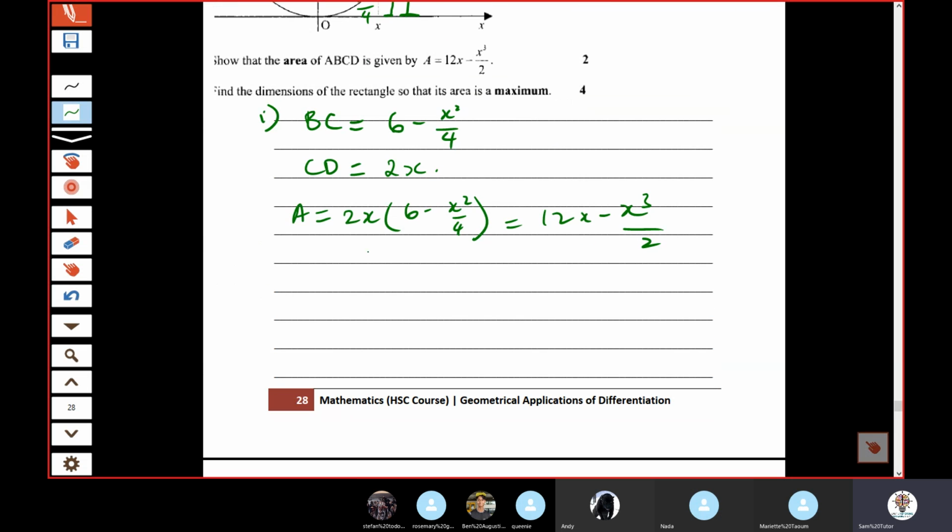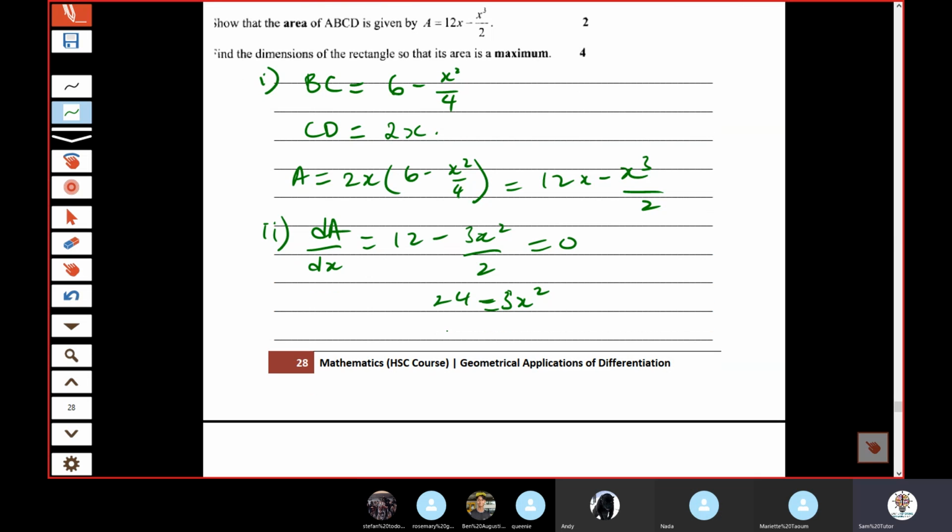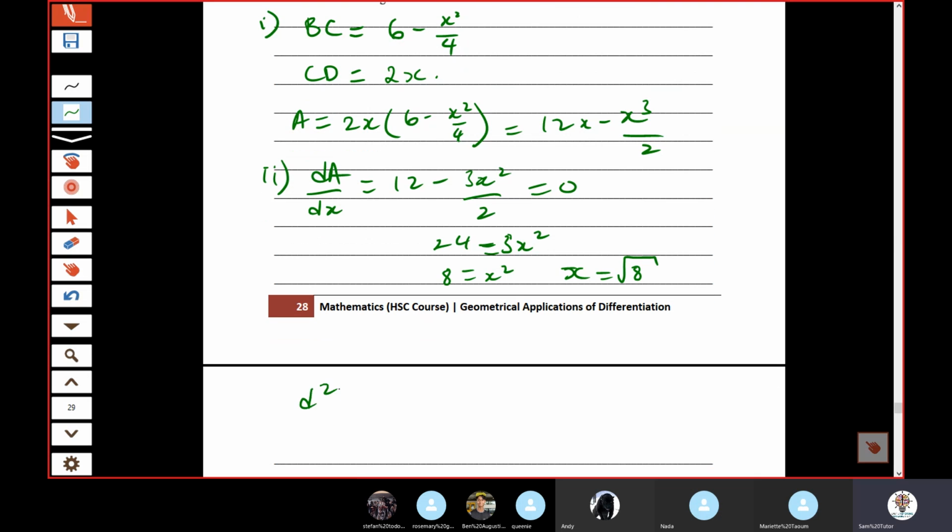Show the area is a maximum. Just differentiate: dA on dx equals 12 minus 3x squared on 2, equals 0. Times everything by 2, you get 24 equals 3x squared. I'll go a little bit faster. Divide by 3, I get 8. You guys take it at your own time, you don't have to go so fast. You'll eventually get x equals root 8. You can't have negative again.